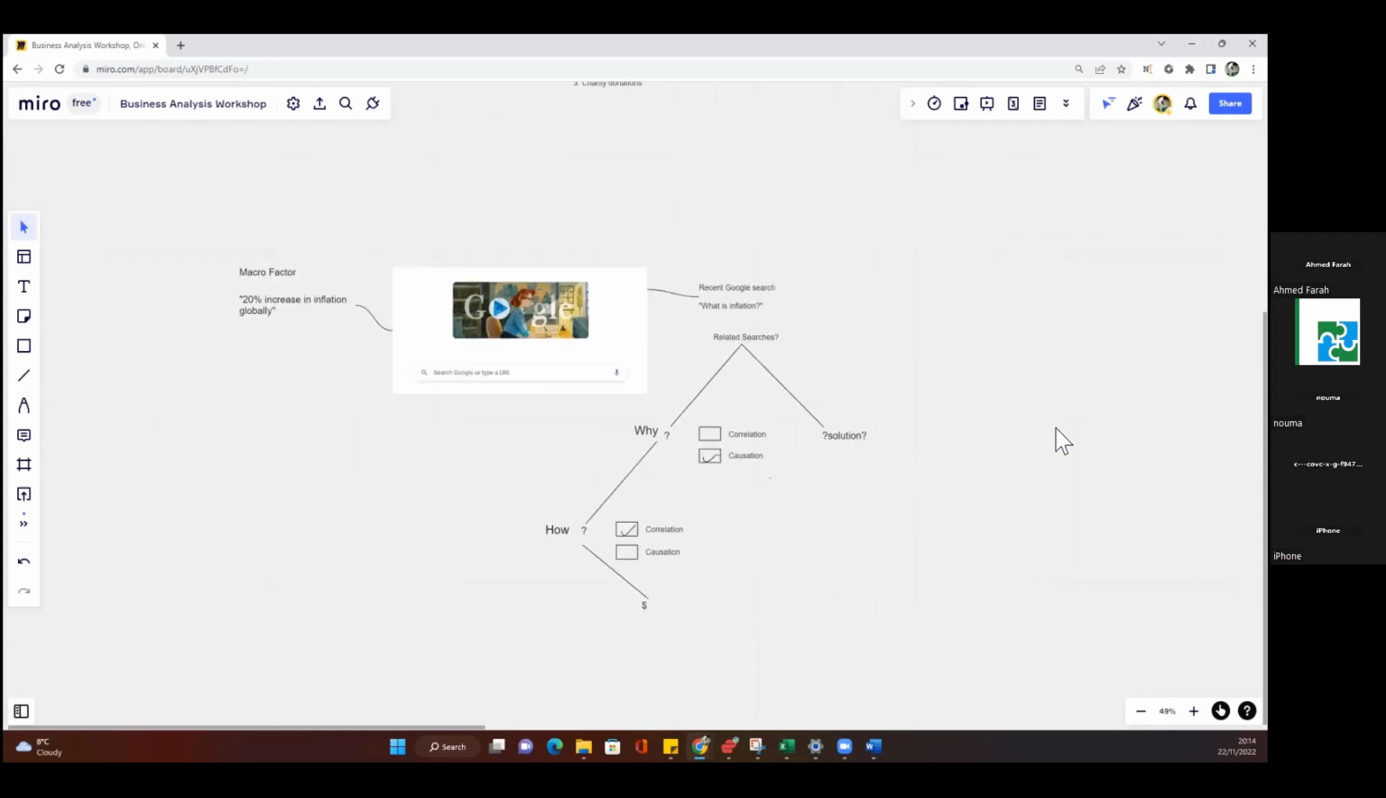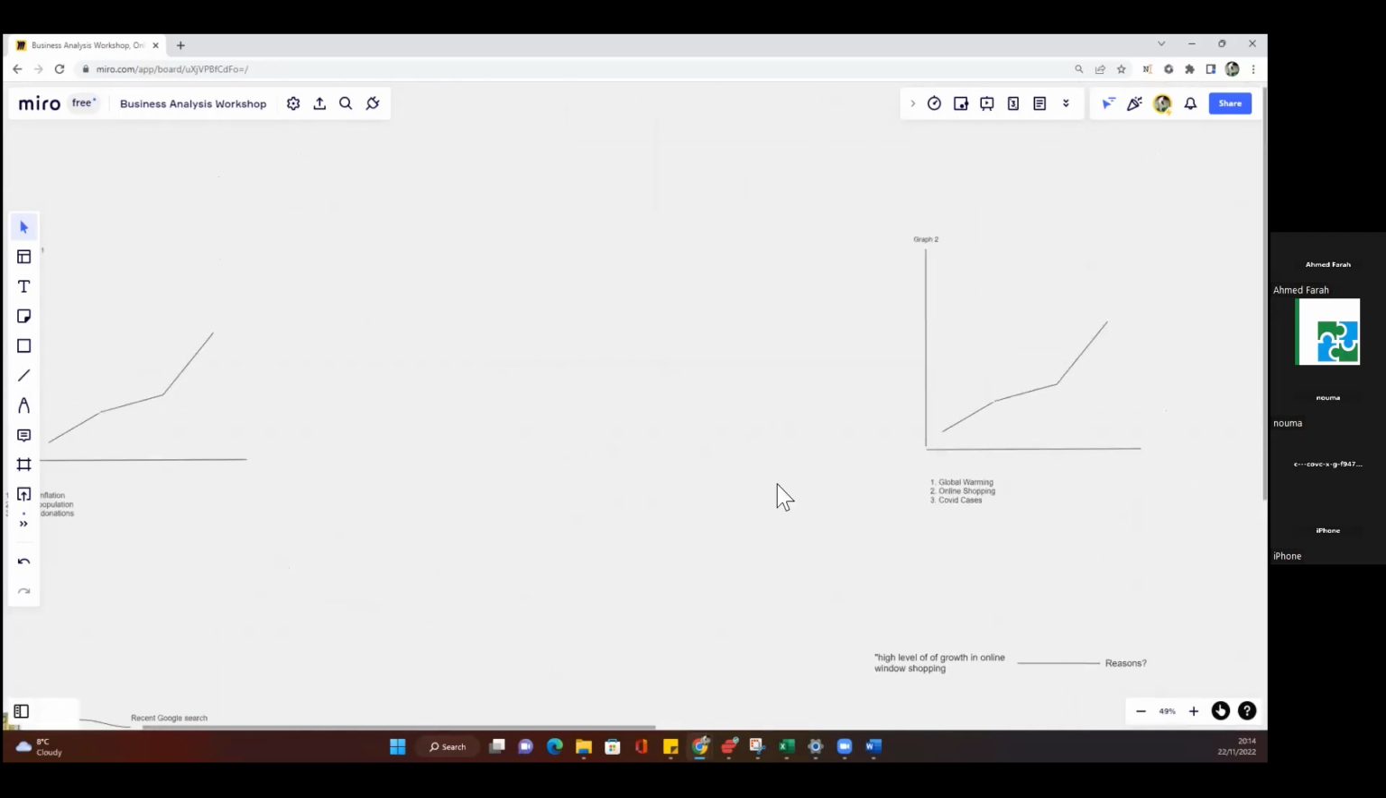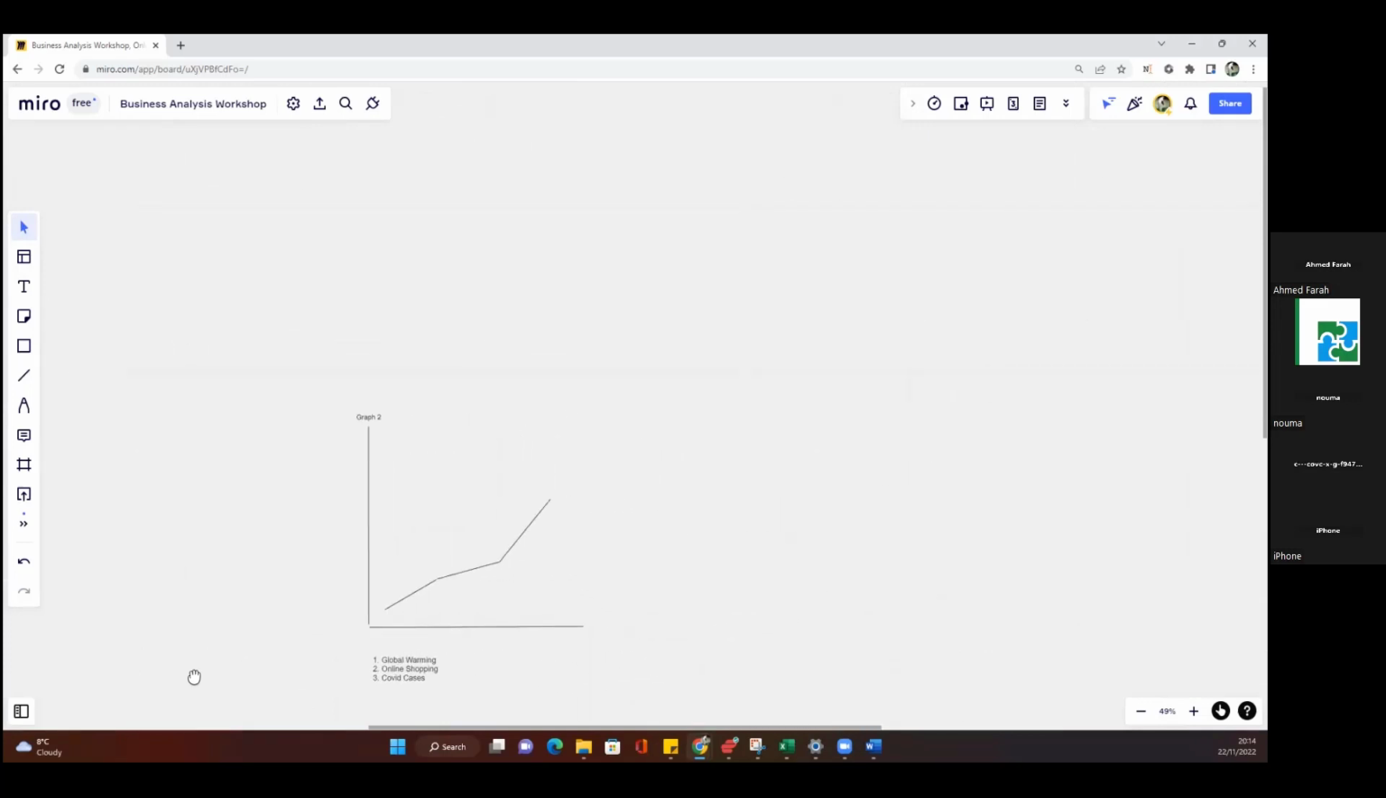Okay, cool. Let's go on to the next one. Again, we have another graph. What do people think that graph represents? One, two, or three? In the last year.